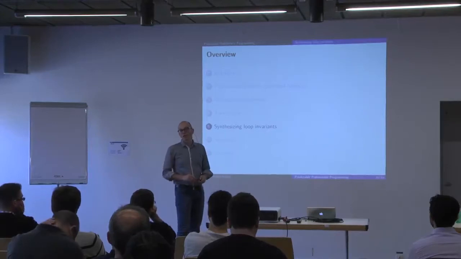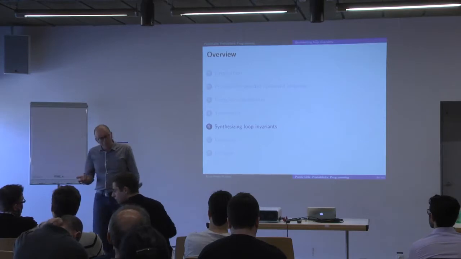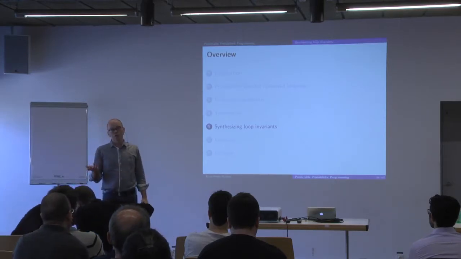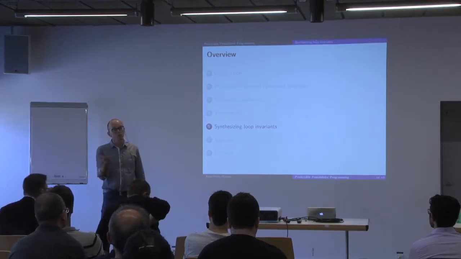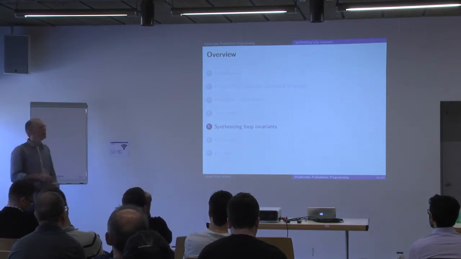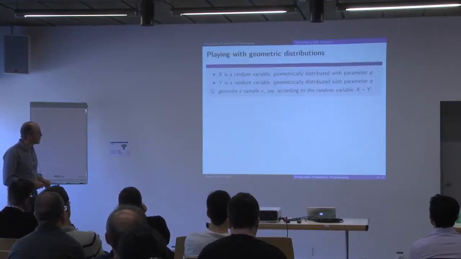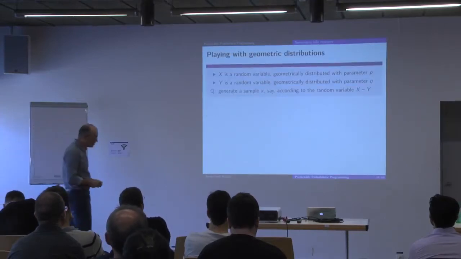So now we have seen how you can do something about almost sure termination. Now I would like to say something about loop invariance. Now, we know from ordinary program analysis that finding a loop invariant is not easy, so in the probabilistic setting, this will not be easier, right? So I'm going to give you one technique that you could try to apply. And the way I'm going to do that is by means of an example.